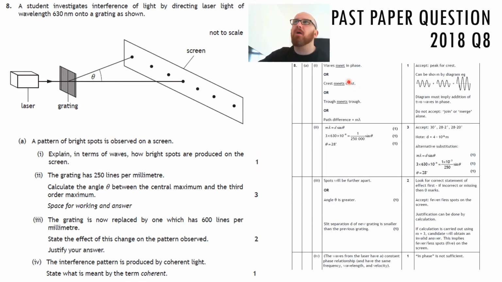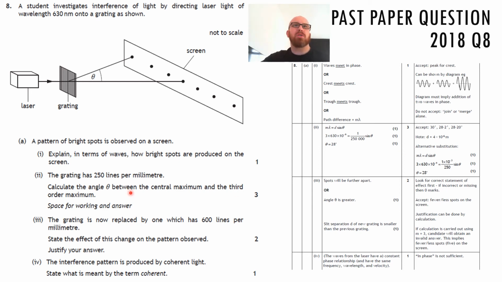It's worth 1 mark. Waves meet in phase. Crests meet crests, troughs meet troughs, or that the path difference equals m lambda. All those are the explanation of constructive interference. You can accept the word peak instead of crest like I was doing the other week there. You can show it by a diagram. You must be showing how you get constructive interference, and we don't accept the words join or merge.